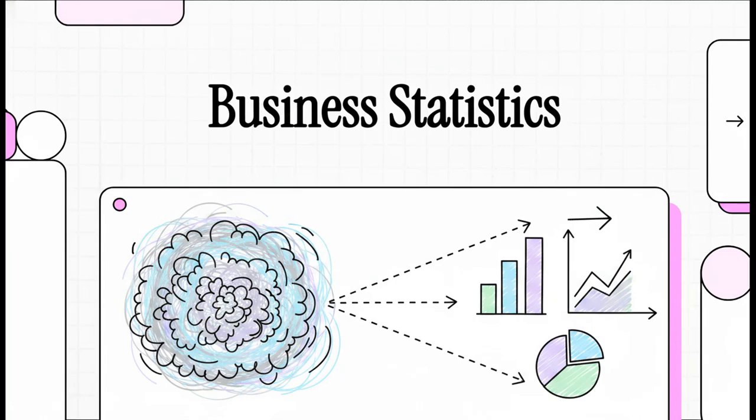Welcome to This Explainer. Today, we're doing something honestly kind of magical. We're going to take the raw, messy chaos of numbers and transform them into crystal clear, actionable business strategies. Just imagine a screen full of swirling, totally random numbers. Our job today? Capture them and snap them into perfect focus.